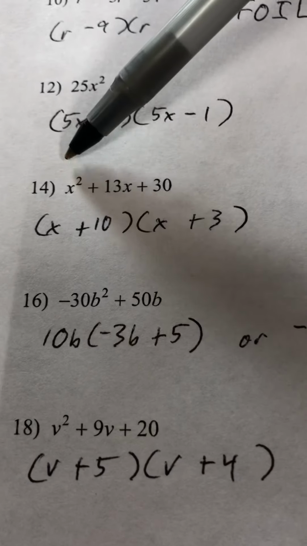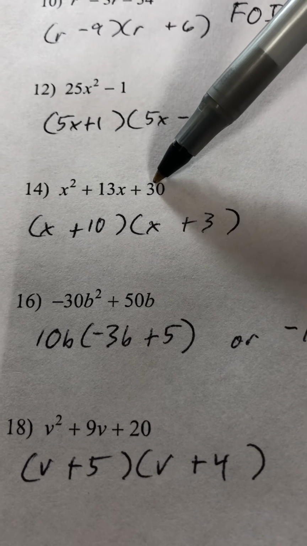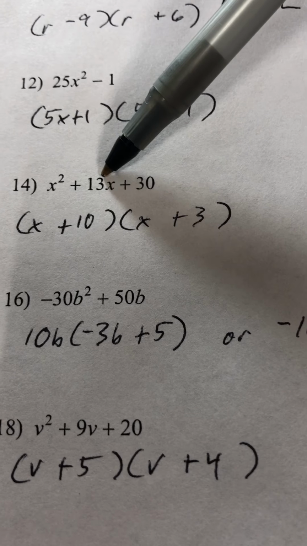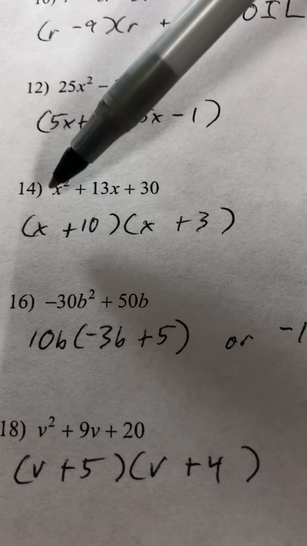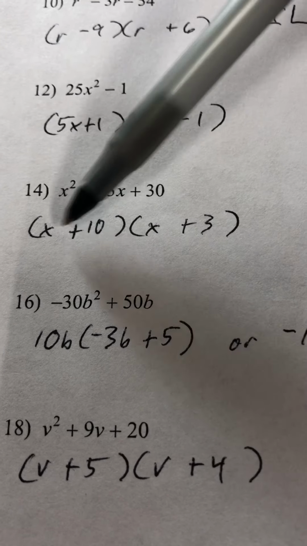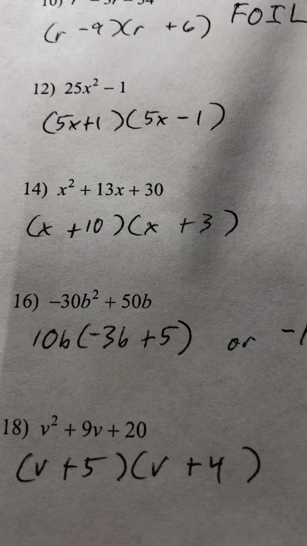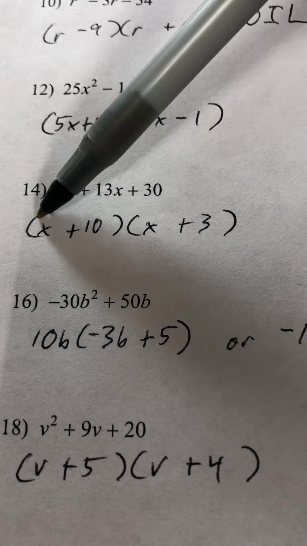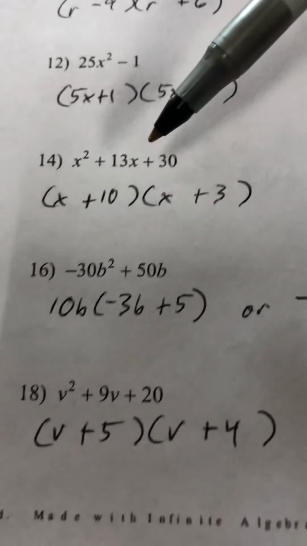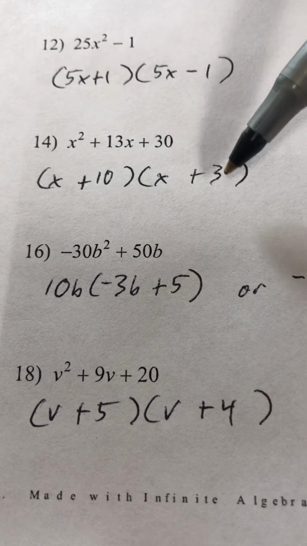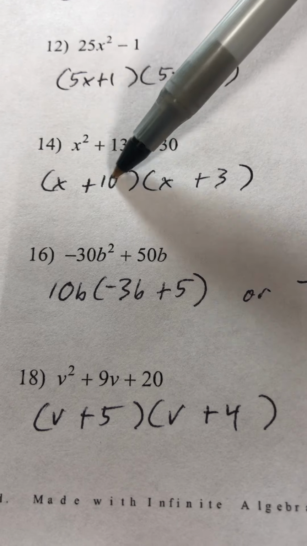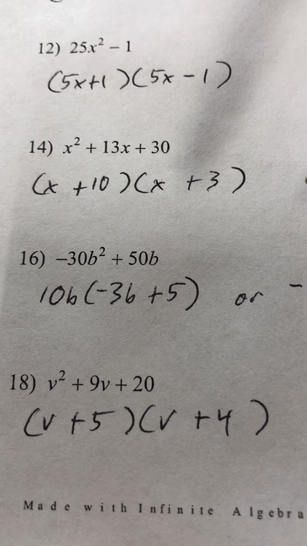Okay, this one, you have to think of two numbers that you multiply together to get 30, but when you add them, you get 13. And I went with 10 and 3. And the x, you're just going to split up into 2 x's. So thinking of the FOIL method, first times the first gave me the x^2. The outsides, 3x, the insides, 10x. Add those together, you get 13x. And then the lasts, 10 times 3 is 30.